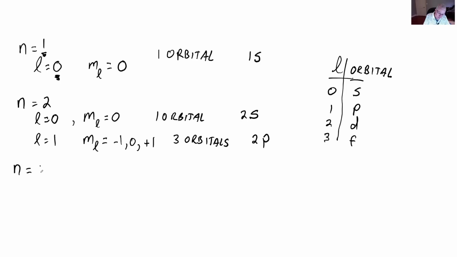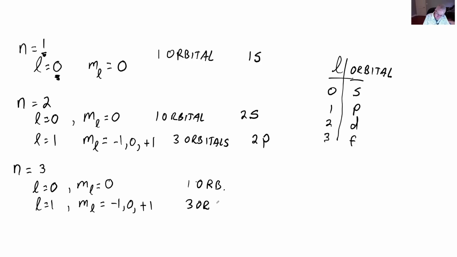I'll do one more set here. I'll do n equals 3. First of all, I get the same things as above. I get L equals 0, m sub L equals 0. I get L equals 1. And then I get m sub L equals minus 1, 0, plus 1. Okay, so this is 1 orbital and 3 orbitals again. And this is now 3s and 3p.